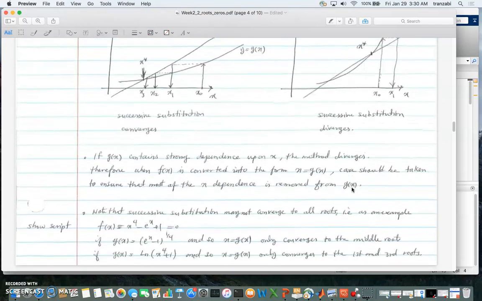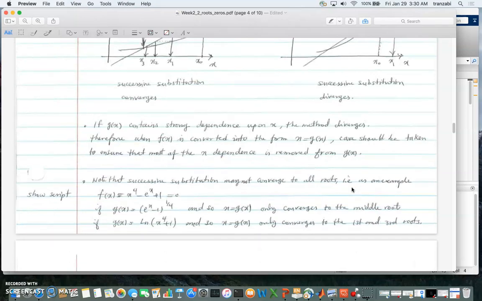So we talked about how we can convert f of x to x equals g of x, and we said there are multiple options, and one could be better than the other depending on the range of the derivative, the initial guess, and these parameters. So again, back to the example we talked about initially. I can have g of x equal to the exponential of x minus 1, to the 1/4 power, and this is if I move these two to the right side and then take the fourth root, or I can move x to the fourth and 1 to the right side and then take the log.